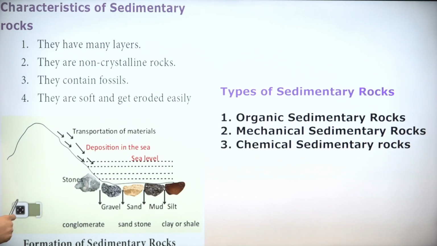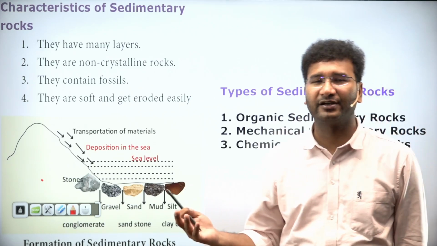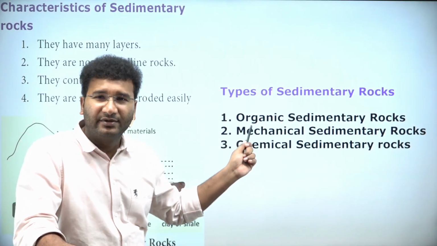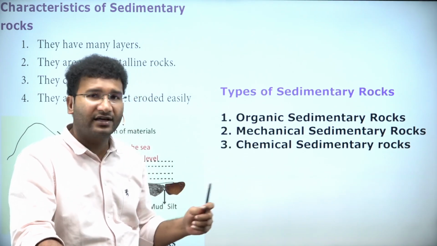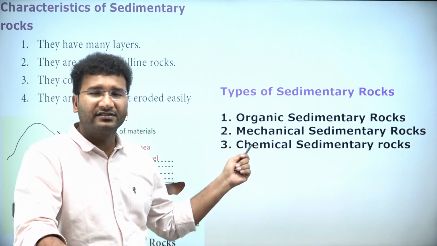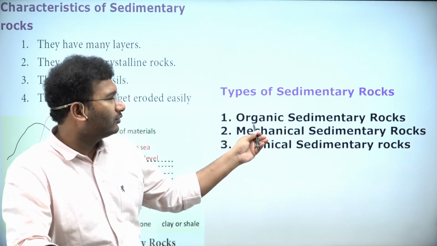Let's try to look into the types of sedimentary rocks. There are three different types of sedimentary rocks. Number one, organic sedimentary rocks. The second one is mechanical sedimentary rocks, and the third one is chemical sedimentary rocks. The formation of these three types is different from each other. Let's look into organic sedimentary rocks.